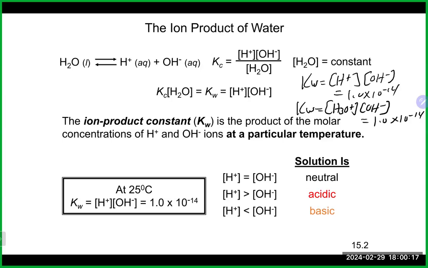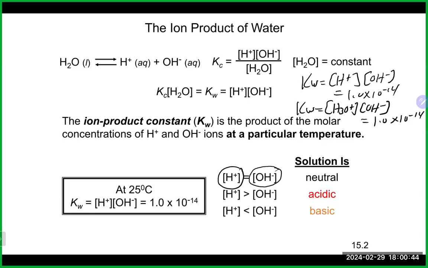So what can we do with KW? We can use the concentration of H plus versus the concentration of OH minus to determine whether the solution will be acidic, basic, or neutral. If you calculate and the H plus concentration, which is the acid part, is equal to the OH minus concentration, which is the base part, then you have a neutral solution.